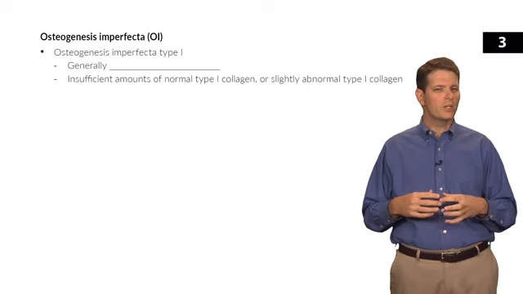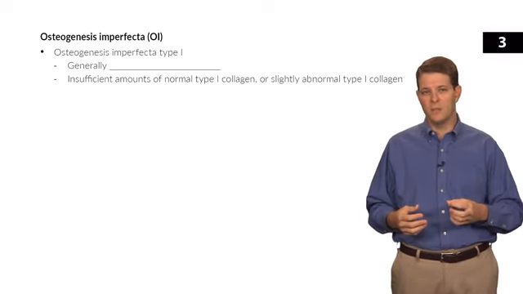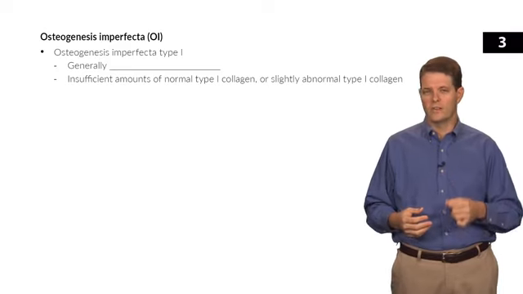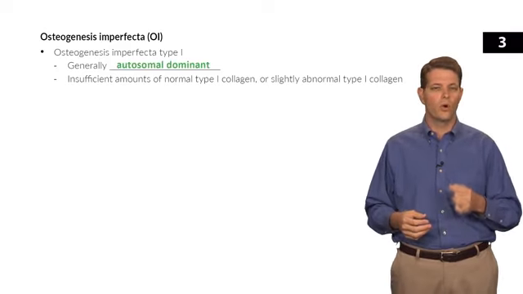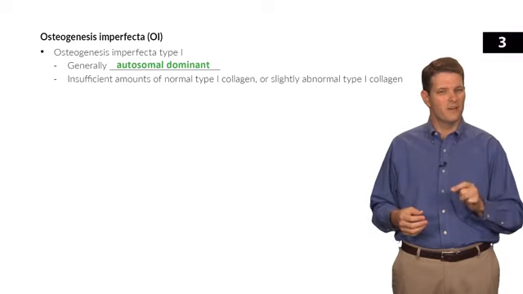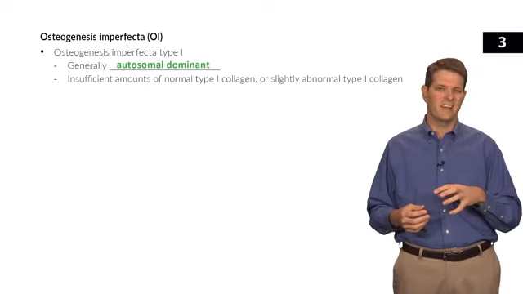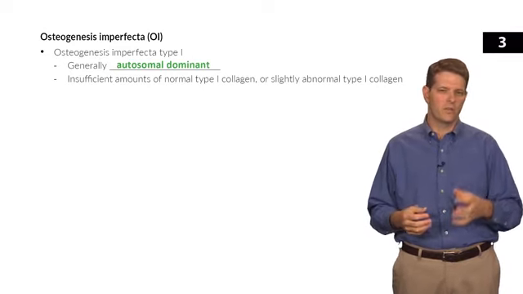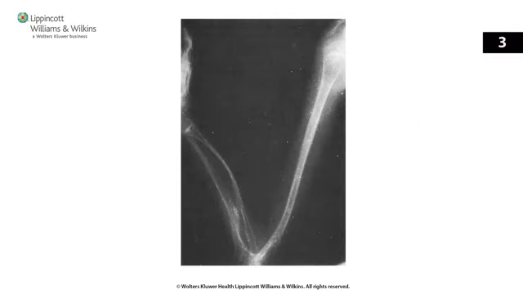Now, there are a whole bunch of different subtypes of OI, but the most common type is OI type 1, which is an autosomal dominant disease where you have normal type 1 collagen, but just not enough of it. Or in some cases, you might have slightly abnormal type 1 collagen. Either one of those can occur. But remember, type 1 collagen is your strong collagen. It's found in your bones.